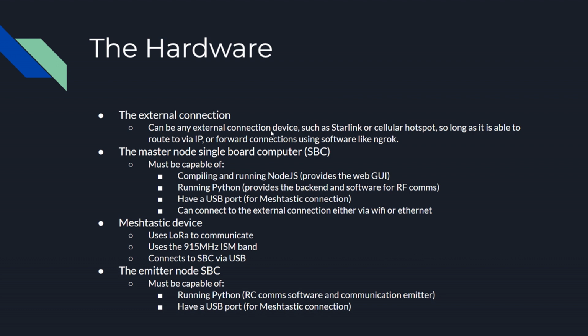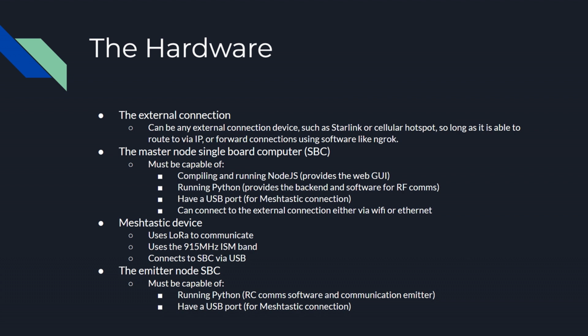The hardware involved. The external connection we're looking at right now is going to be Starlink or a cellular hotspot. Anything is good to go as long as it allows us to route to that GUI through IP or any other type of connection. The master node single board computer must be capable of compiling and running Node.js in order to provide the GUI, running Python in order to provide the backend Flask software as well as the communication to the Meshtastic node, have a USB port for connecting with the Meshtastic node, and then communicate to the external connection either via Wi-Fi or Ethernet port.